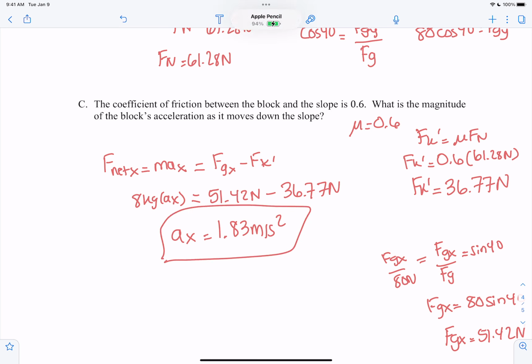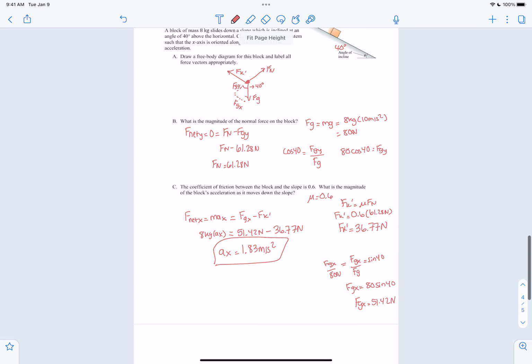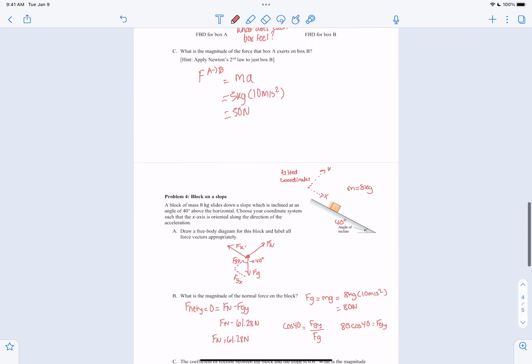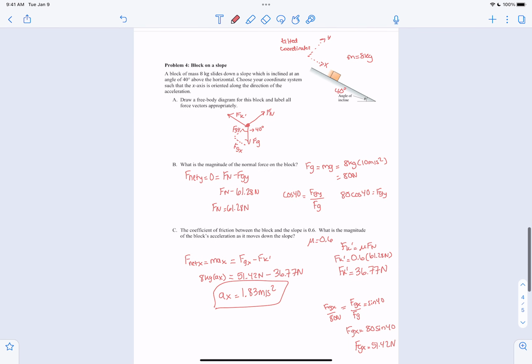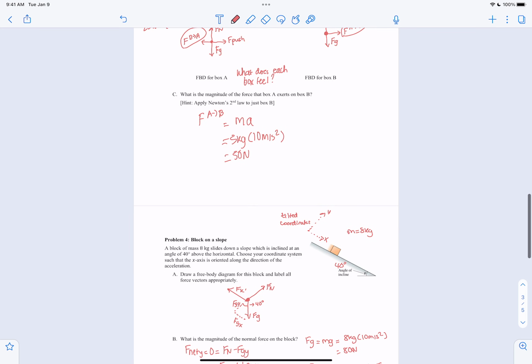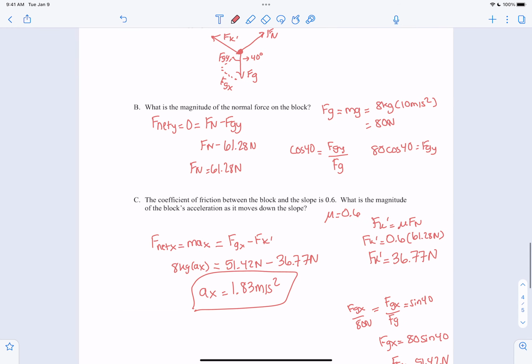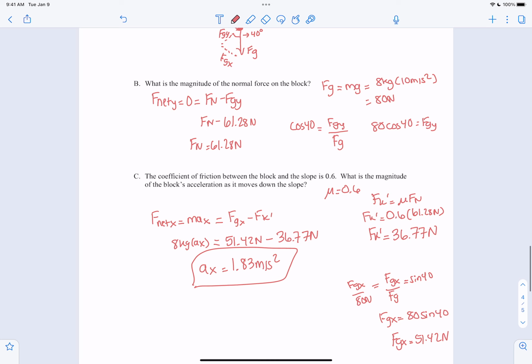Anyone want to check that? Yep. Okay, awesome. So that's A, B, and C of problem 4. Any questions about problem 4? Any of the other problems here? Let me take a look at Yordanova's section 2. Okay, yeah. For part C on Yordanova's section for problem 4, they had the coefficient of friction as 1.2, and you still needed to figure out the acceleration. So actually, my bad.